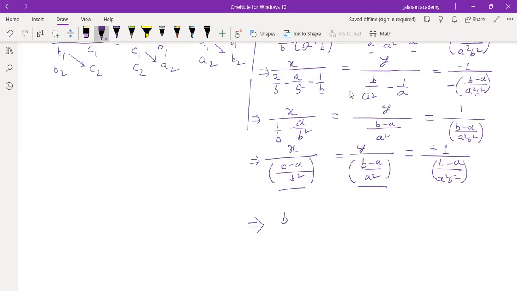So this b square goes to the numerator, x upon b minus a equals to a square; also goes to the numerator upon b minus a equals to a square b square, also goes to the numerator upon b minus a. So what will be the next line?